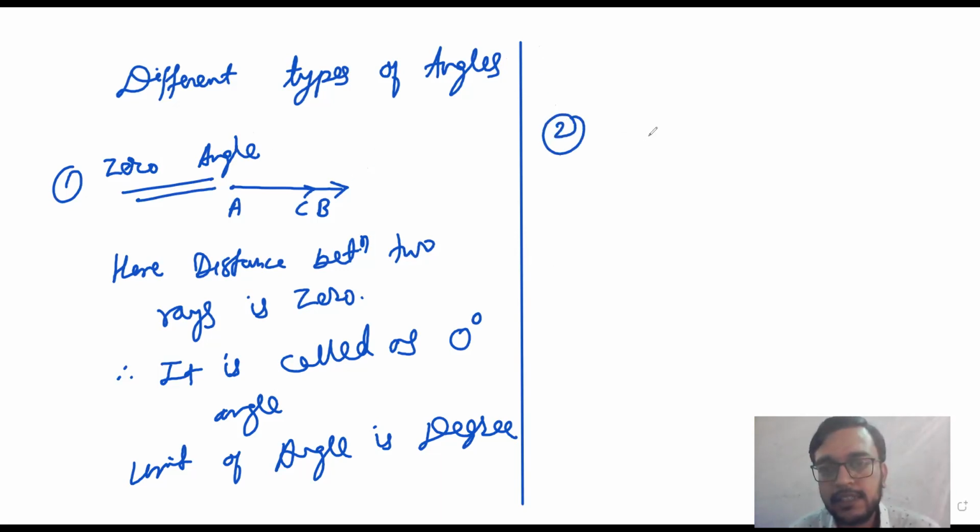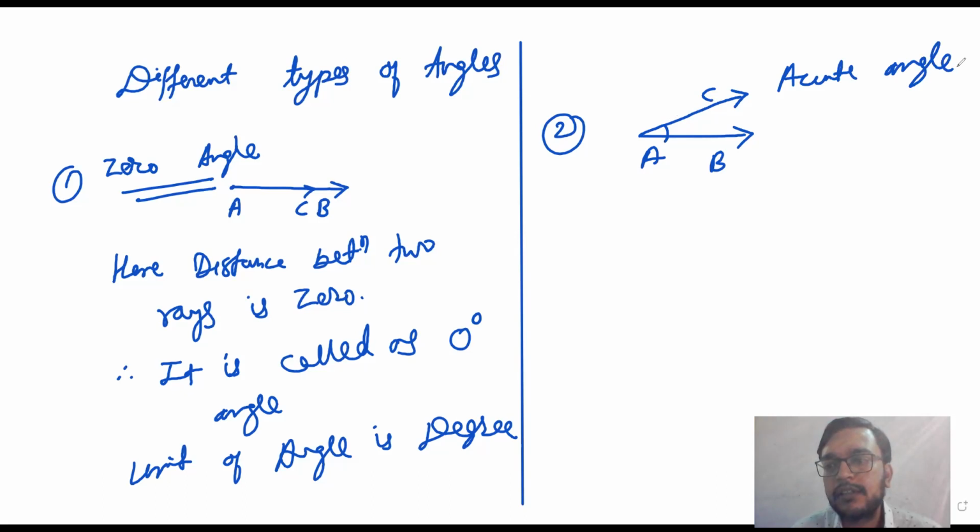Now the second one: consider ray AB. If we take a second ray, then this type of angle is called an acute angle. Now what is meant by acute angle? An acute angle is an angle measuring greater than 0 degree. Suppose this is angle theta. Then if this angle theta is greater than 0 degree and less than 90 degree, it is called an acute angle.